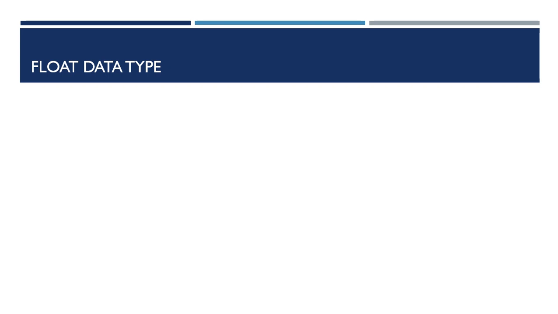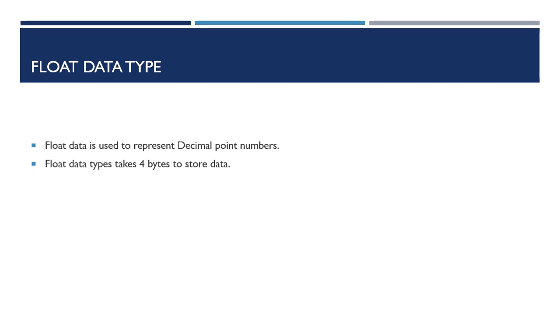So what is the purpose of the float data type? It is used to represent decimal point numbers. How much memory does it take? The float data type takes 4 bytes to store the data. Float uses single precision. What is the meaning of precision here? Precision is the number of digits after the decimal point. Single precision means it represents 6 to 7 digits after the decimal point.